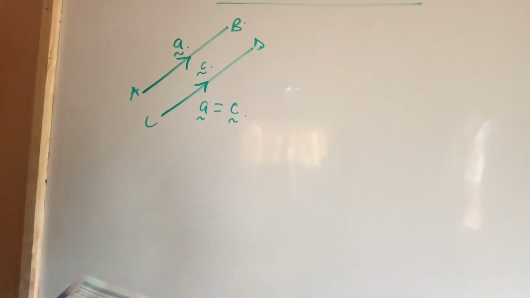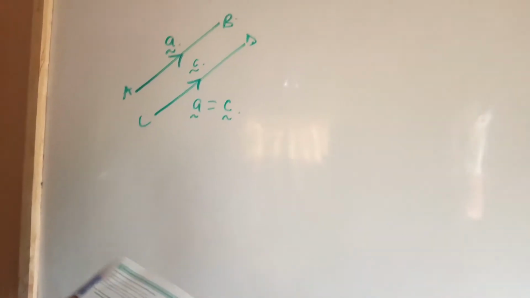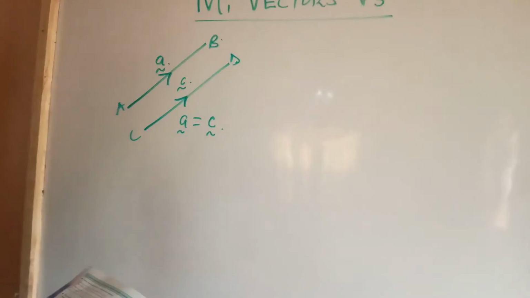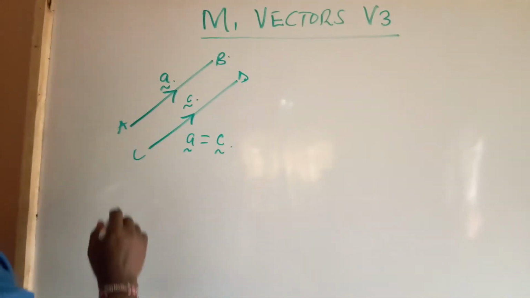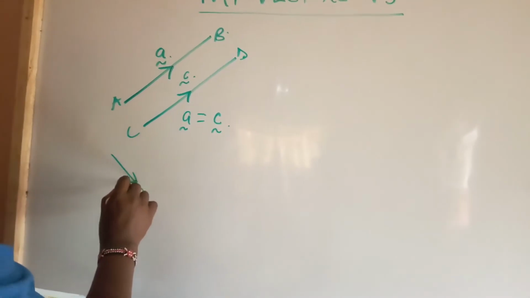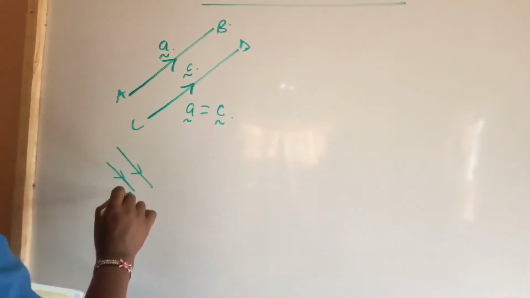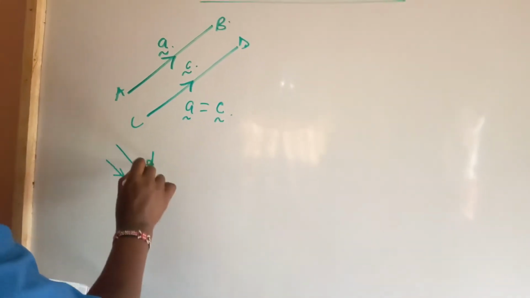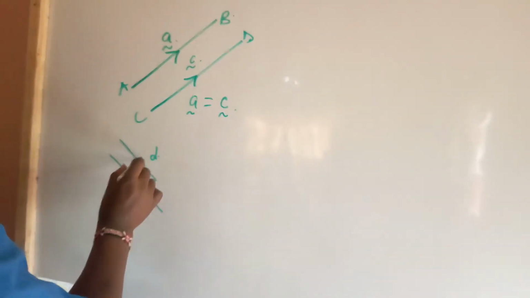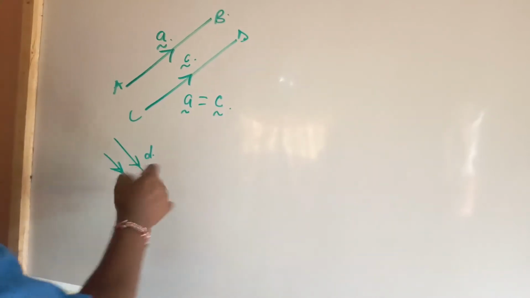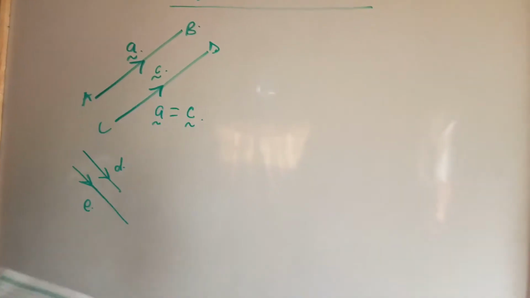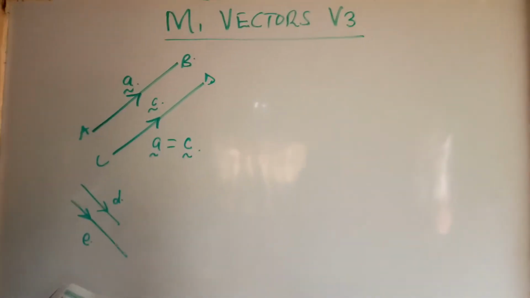Point number 3: two vectors are parallel if and only if they have the same direction. They just don't have to be equal, but the fact that they have the same direction, we could have vector D and vector E. The fact that they have the same direction means D is parallel to E.